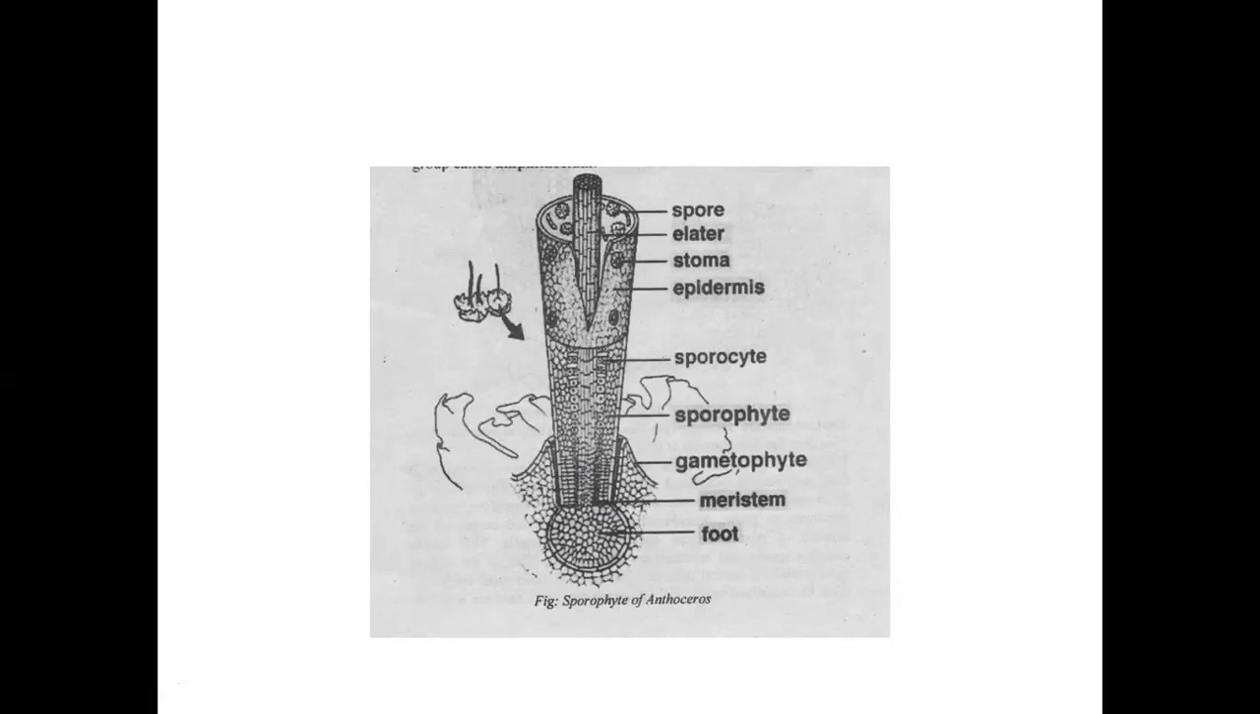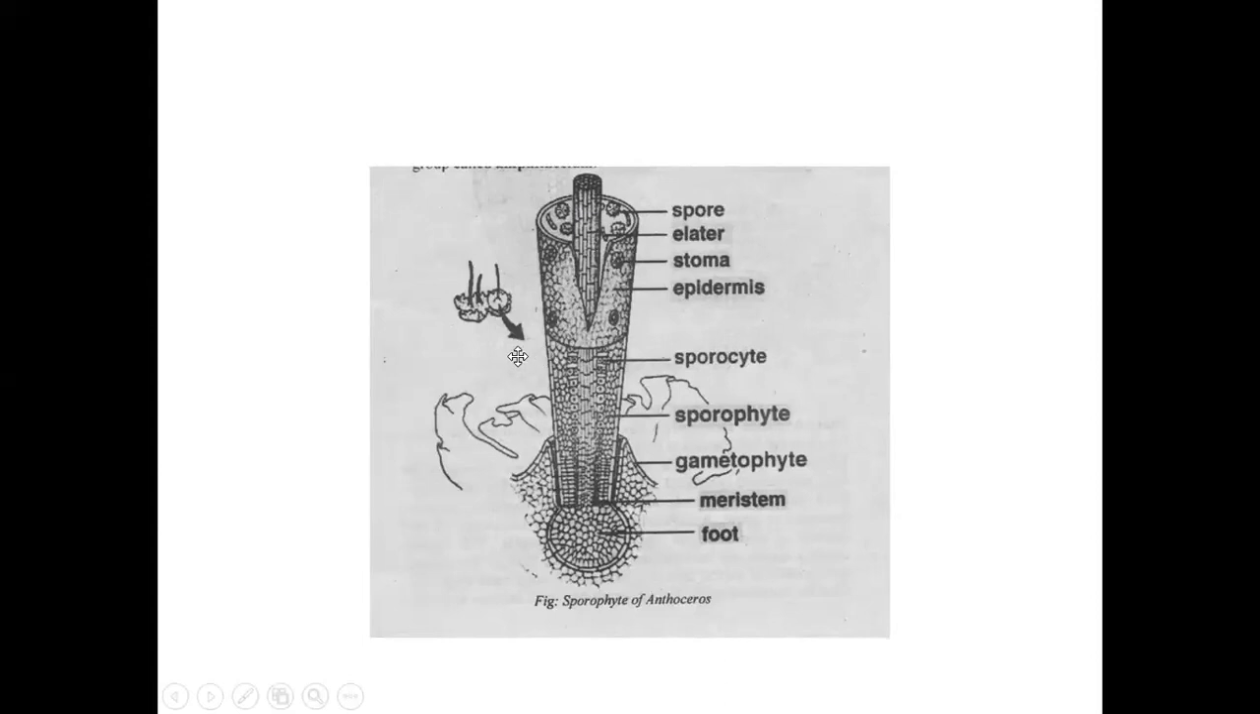the conducting tissue. Next, on either side of this columella, you can see the cells which are considered to be the sporocyte mother cells, or we can also call them spore mother cells. At the time of maturity, these spore mother cells undergo reduction division and result in the formation of spores and at the same time elaters.